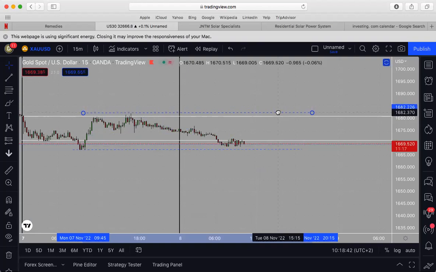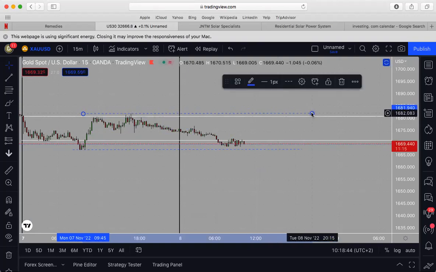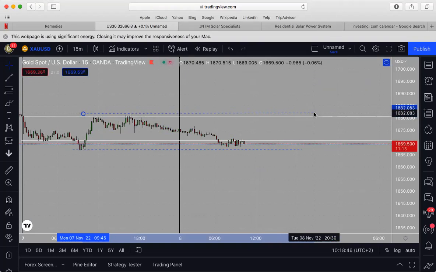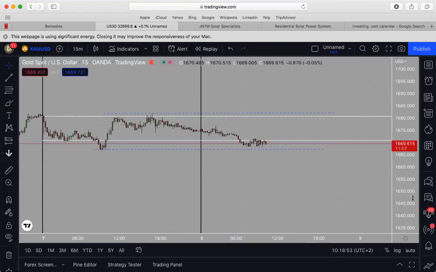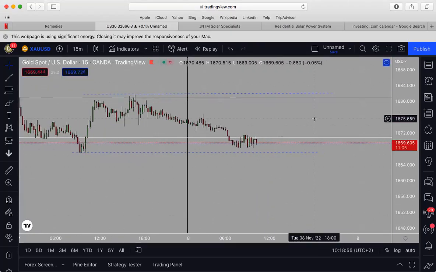I know that the business happens where? At the highs and the lows of the day. The highs and the low of the day is where the business happens. Okay. So let's do our market time mapping.